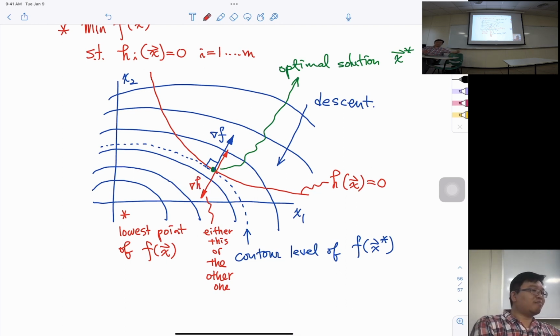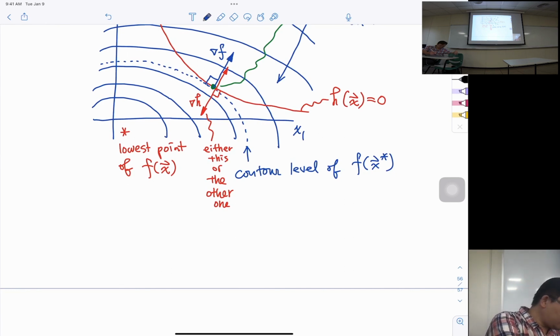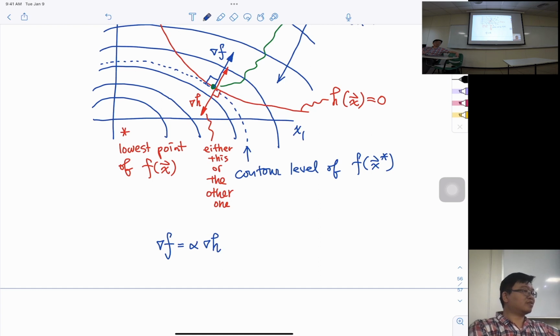And the magnitude of gradient f and gradient h won't be the same. They are basically different functions. However, they are perpendicular to the function itself. Okay? So it turns out you can have a conclusion like this. Let me just put some symbol alpha here. You can say that because they are parallel. Okay? They are parallel.